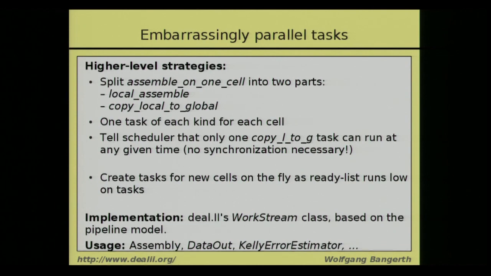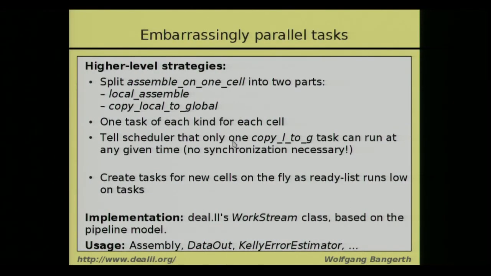But the trick is that I'm going to tell the scheduler that it can run only one copy local to global task at any given time. It can run as many local assemble tasks as it wants at any given time, but only one copy local to global. And because it can run only one copy local to global task, there is no contention for this memory location anymore. So I don't need to explicitly synchronize things with a mutex, for example. It automatically works, just by virtue of telling the scheduler that it can run only one of this kind at a time.